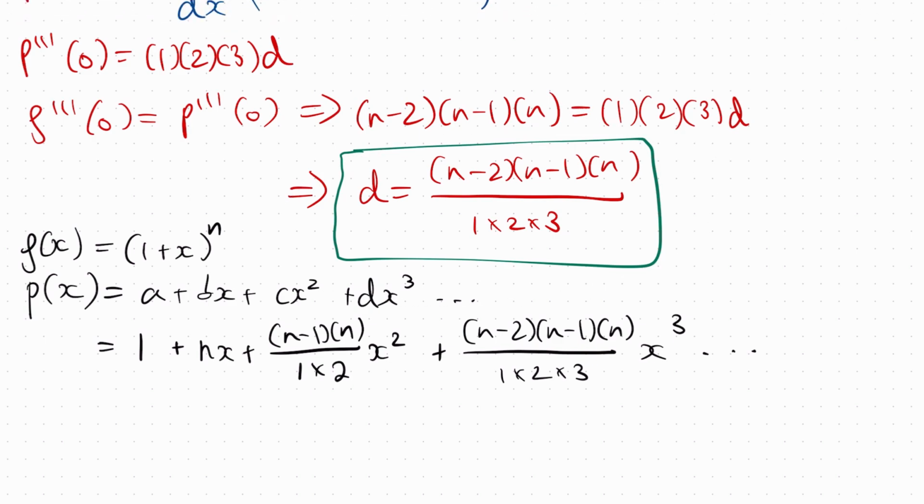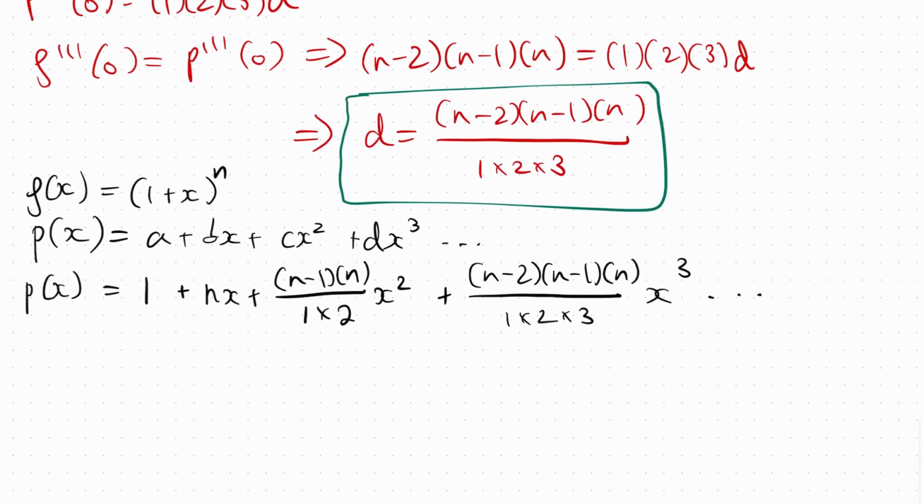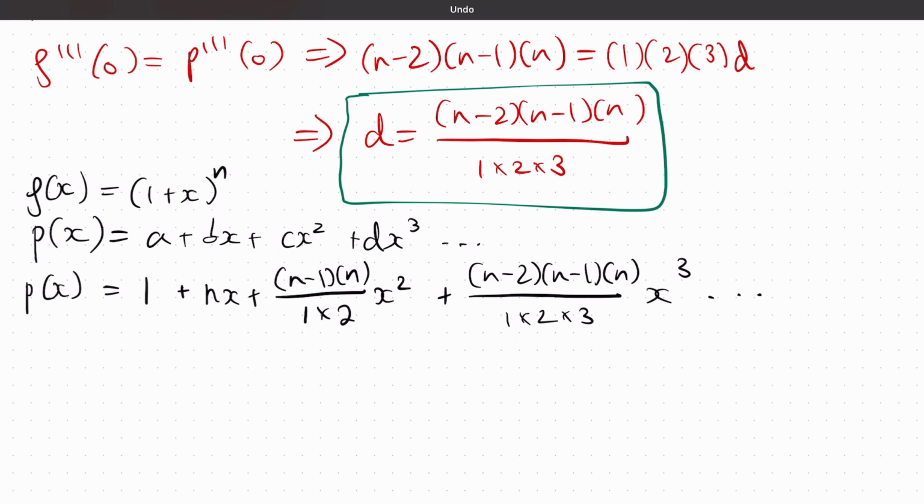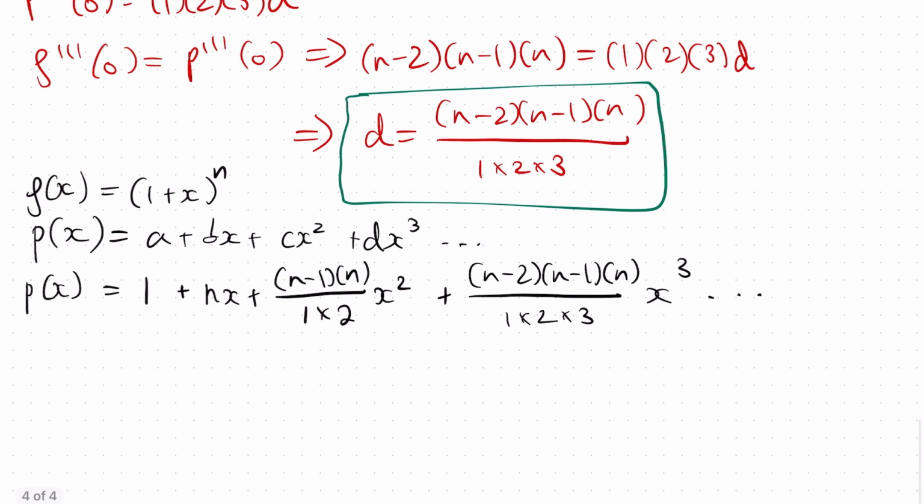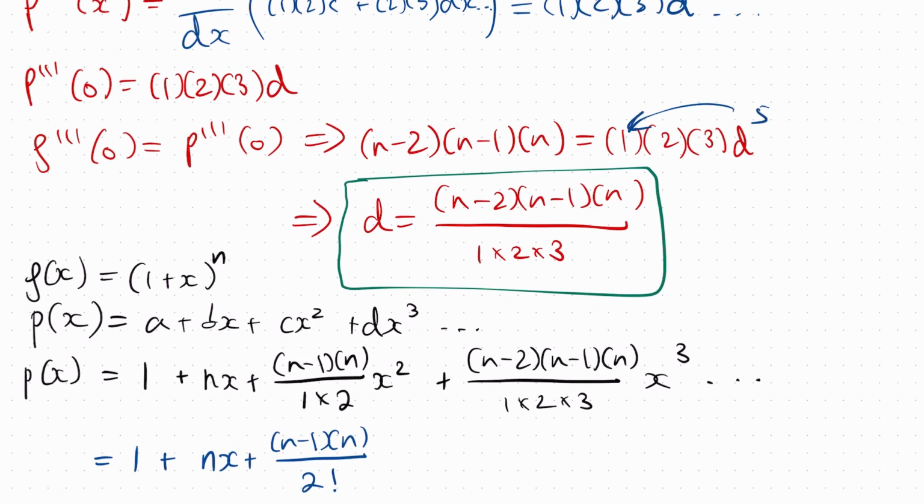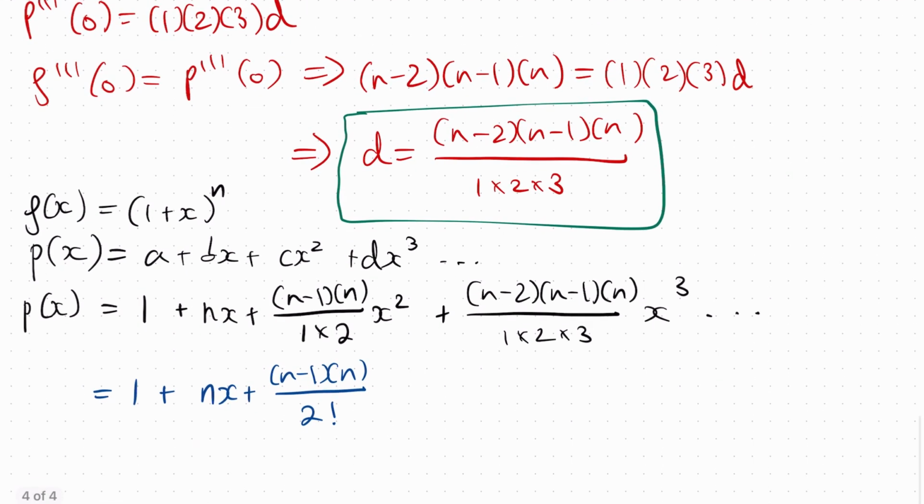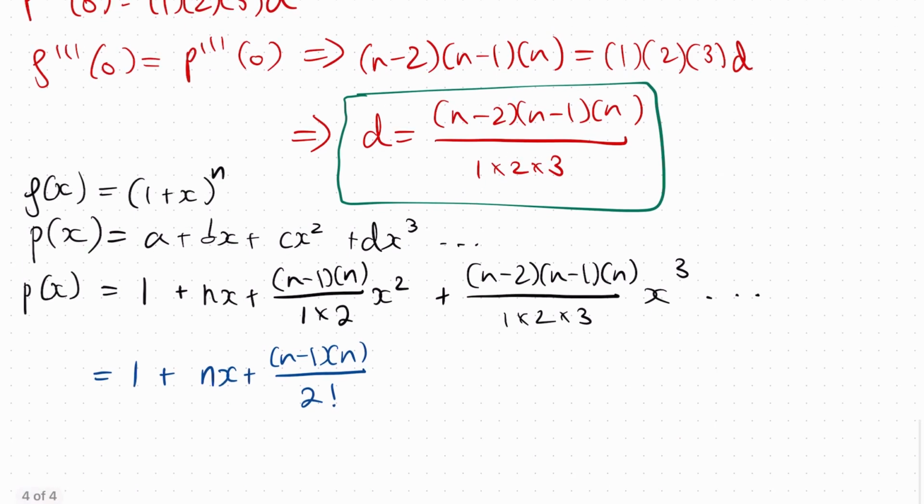So you should see why I've included all of these terms and not just simplified them, because I hope it's clear that we can simplify this to 1 plus nx plus n minus 1 n over 2 factorial. That's the important thing, because if you imagine, as we take more derivatives, if this was like 5, it'd keep coming down, keep coming down, until it's eventually at 0, and then it gets cancelled out, which is why it's just a factorial, because we're just multiplying descending derivatives like that.